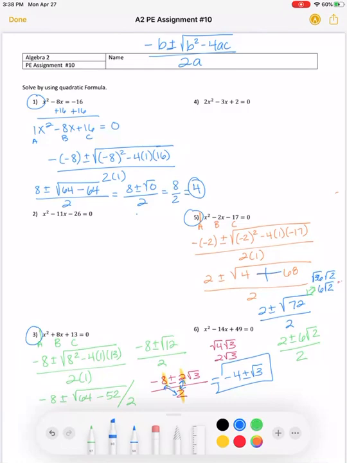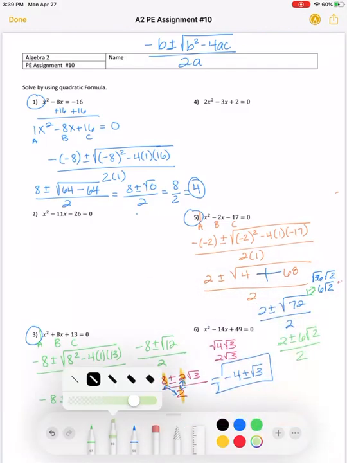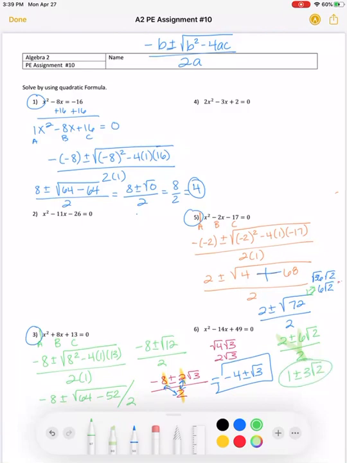And then again, we have our happy little even numbers. So we're going to come in here and clean them up. 2 divided by 2 is 1 plus or minus 3 radical 2. That's your final answer. So that should hopefully give you the steps that you need in order to work out 2, 4, and 6 on your own.